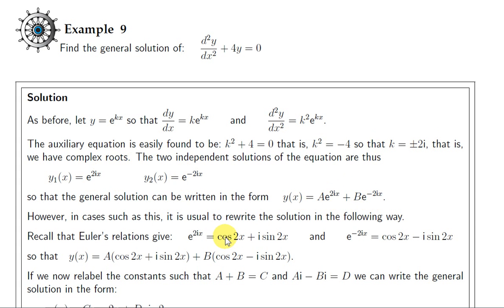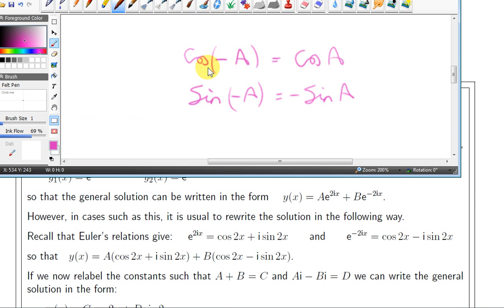What we can do, however, is use Euler's relation to rewrite e to the 2ix like this here. So we take cos 2x as the coefficient of 1, and then we have i sine of 2x. And we do the same for e to the minus 2ix. We get the cos of minus 2x. Now the cos of a negative angle is the same as the cos of the positive angle. Then we have the sine of minus 2x. Well, that's the same as minus sine 2x. So as a reminder, we're using these results here, and we're applying it to minus 2x: cos minus 2x plus i sine minus 2x.